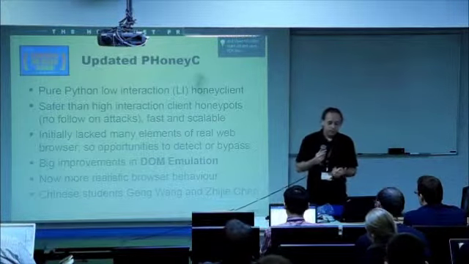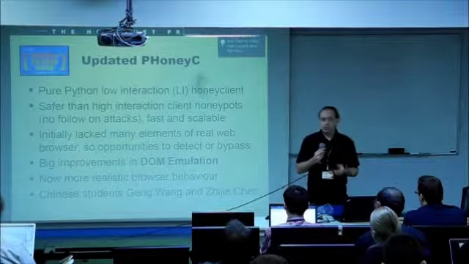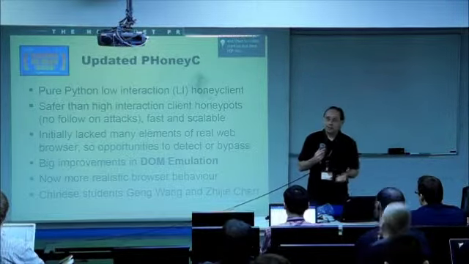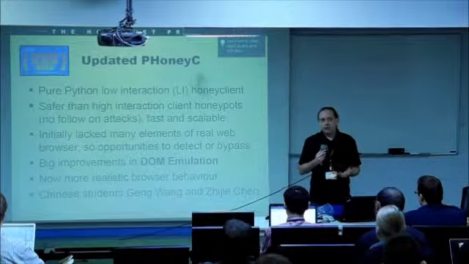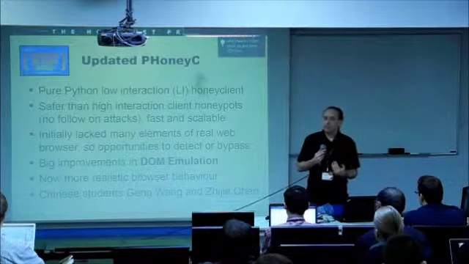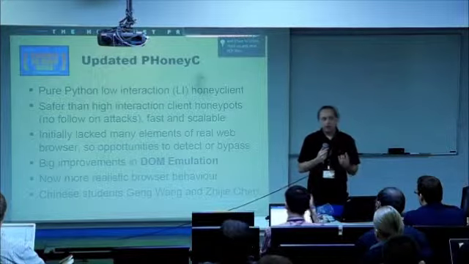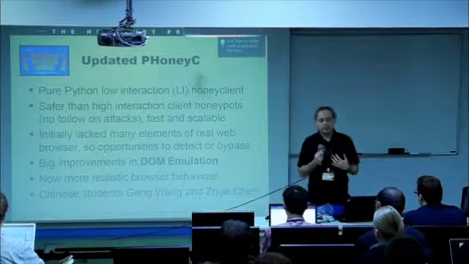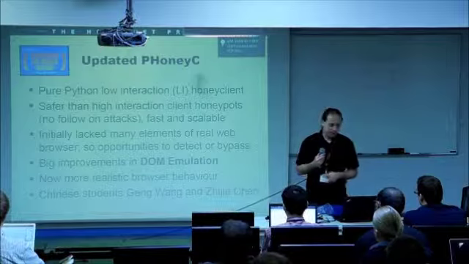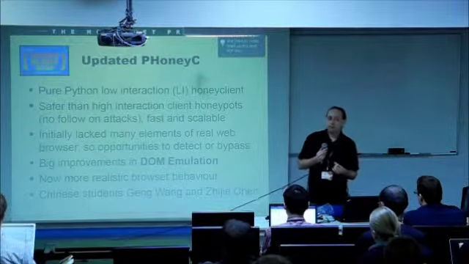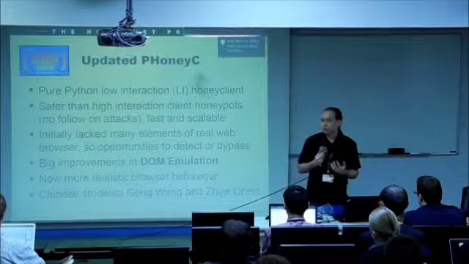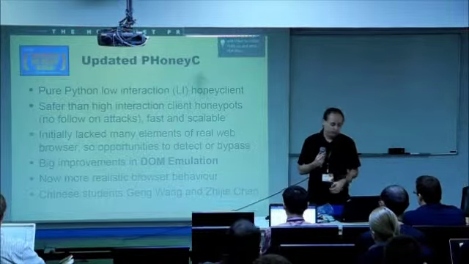It's written in Python. It should be safer because you're running Python on a Unix machine pretending to be IE. You're emulating the service. Because it's an emulation, it's quite trivial initially at least to detect it. It doesn't have many of the complex features of a browser. So if you're an attacker, you can try and detect it and easily bypass it. So the purpose of GSOC was to try and extend the DOM emulation to make it more like a real browser and do better emulation.